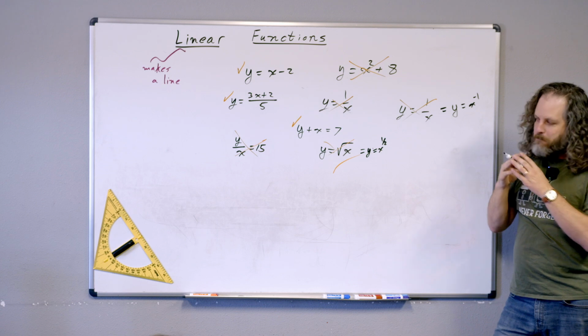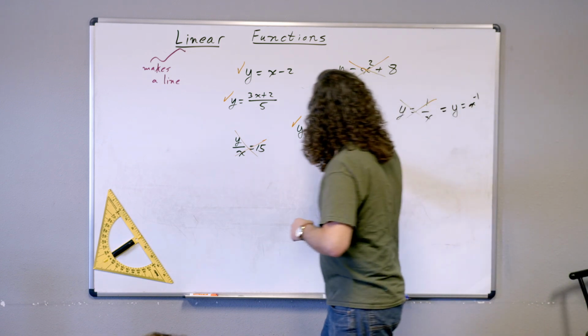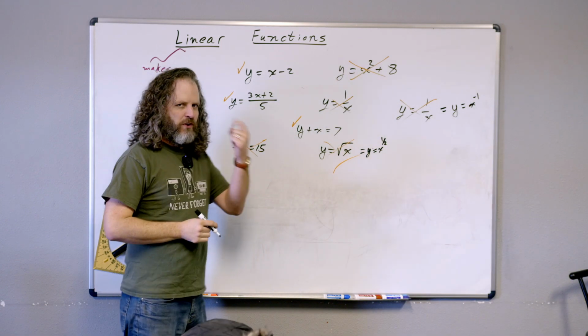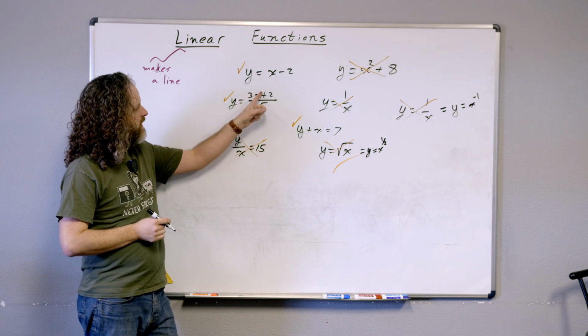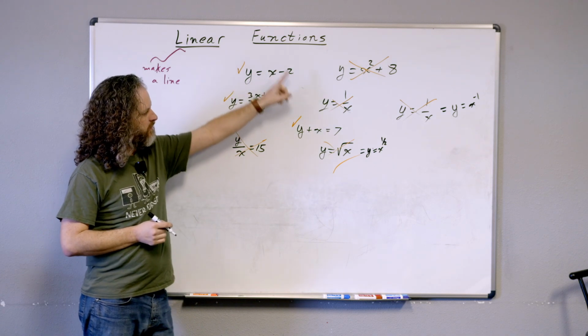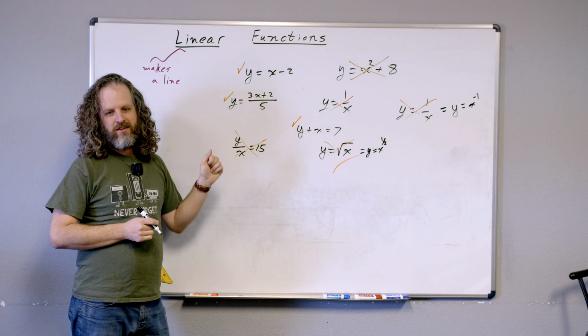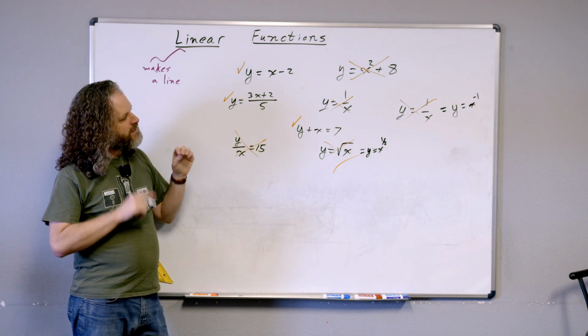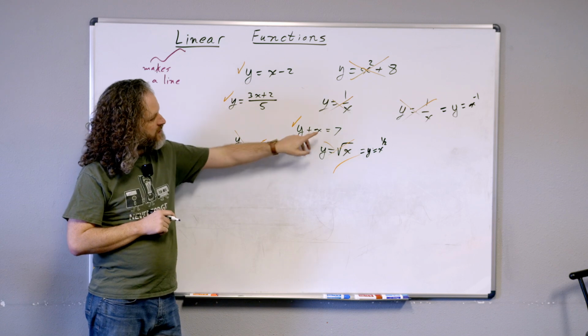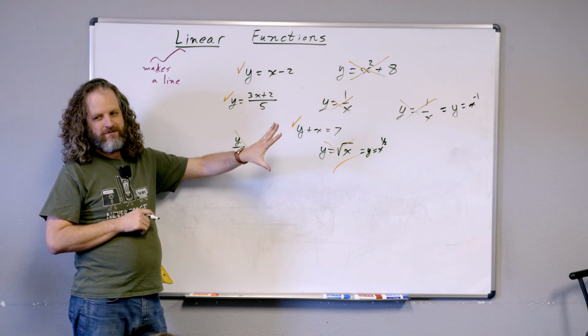So as long as the biggest power of x you have is to the first, it's linear. So this one, it's got x to the first, x to the first, x to the first. So it works out just great. And they're all linear. As long as the biggest x is x to the first, it's linear.